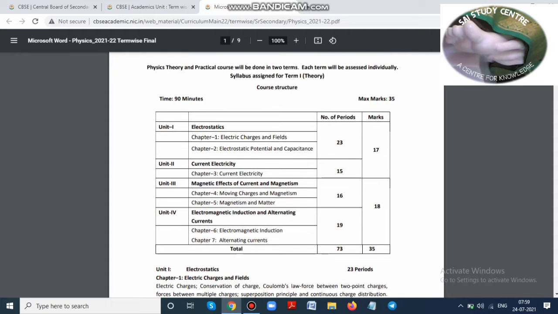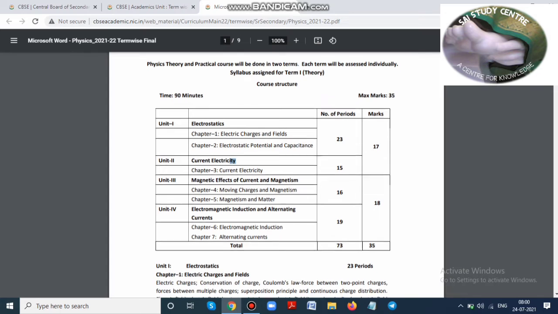So we are starting with class 12. We know that we have totally 14 chapters. The first 7 chapters are divided into term 1. We are going to write that term 1 portion for 35 marks. Electric charges and fields, that is unit 1 electrostatics, and unit 2 current electricity together carry 17 marks. Unit 3 chapters 4 and 5, and chapters 6 and 7, that is units 3 and 4 together, are going to consist of 18 marks. So altogether 35 marks.